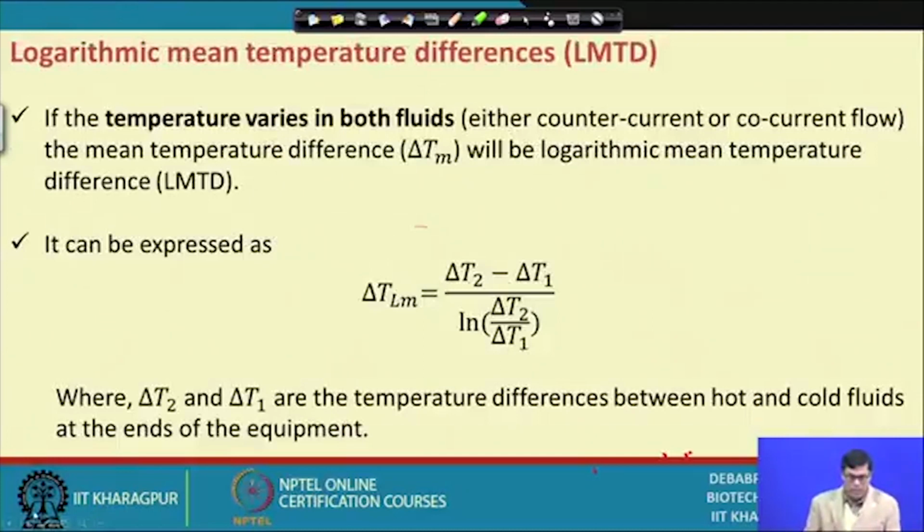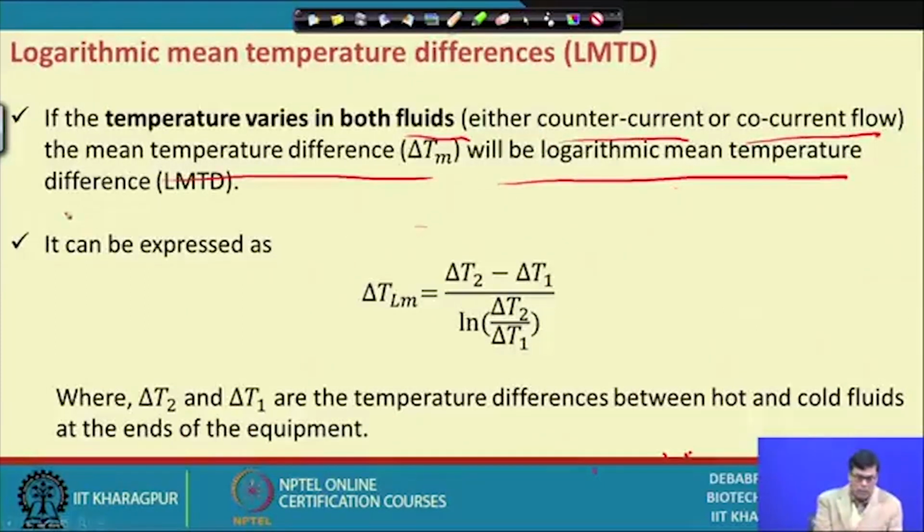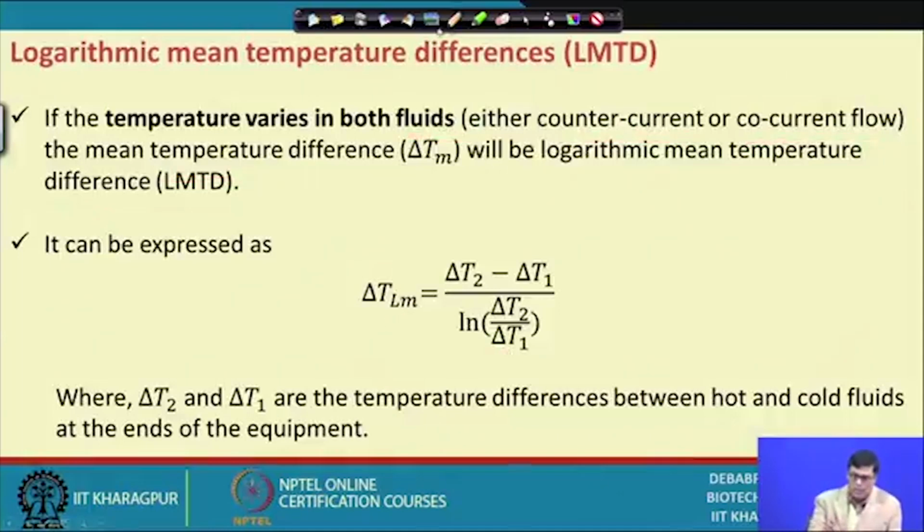And what is the logarithmic mean temperature difference? If the temperature varies in both fluids, either in counter current or co-current flow, the mean temperature difference will be the logarithmic mean of the differences. So, it will be del 2 minus del 1 divided by ln(del 2 by del 1). This logarithmic average is considered in the calculations.